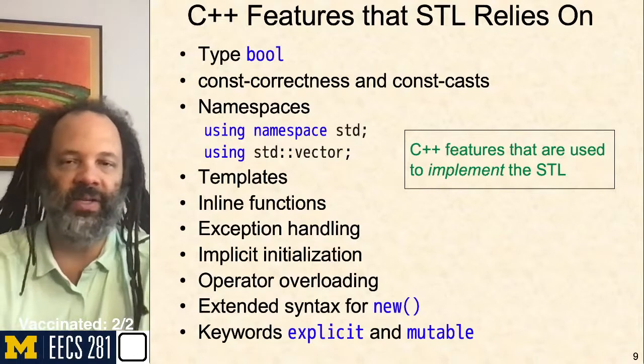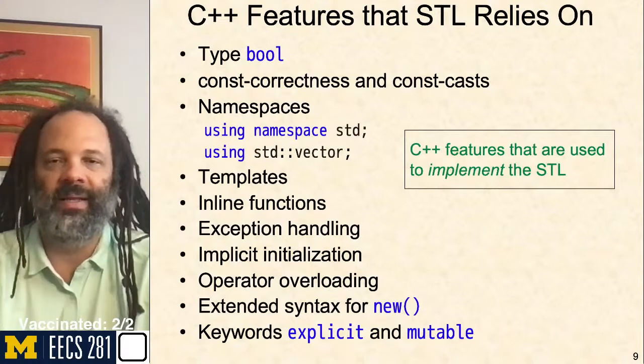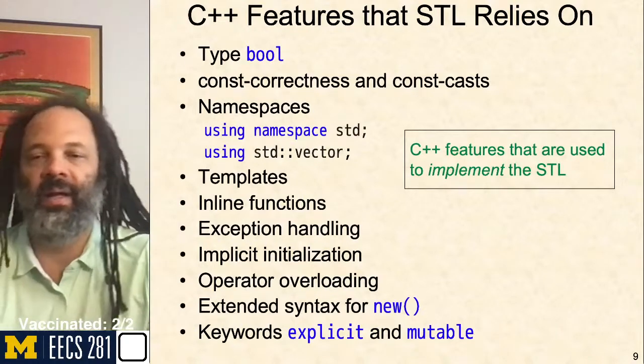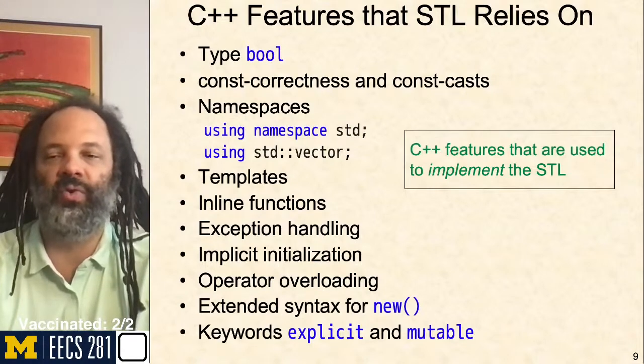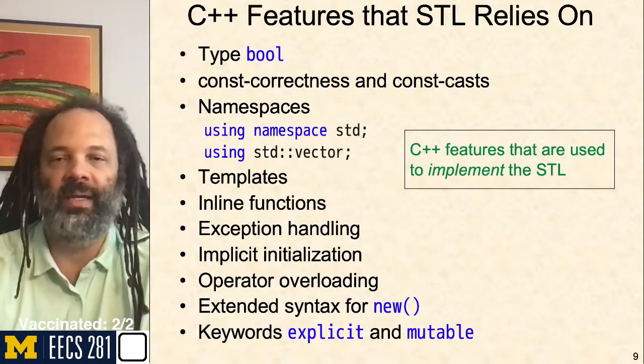These are a list of some of the features that the STL relies on. It uses bool a lot. Let's just see if this works. See if this thing is available in there. Do something and return true or false whether or not it got done. Bool is used quite a bit.